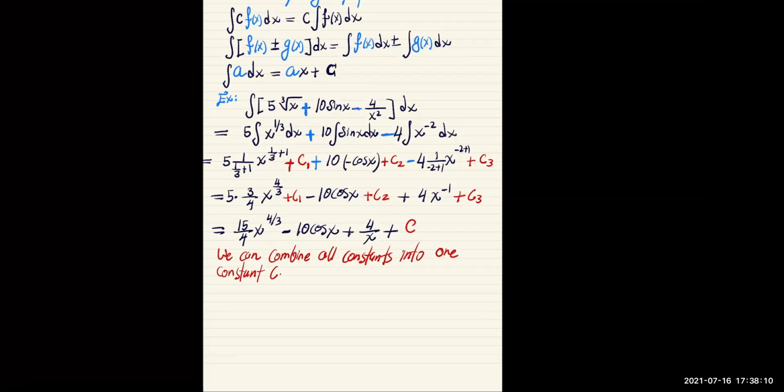Wait, why can we combine all of them into a constant C if all of the constants are separate? Like they're not going to be the same one. Okay. Imagine the C1 is 2. Imagine the C2 is 4. And imagine C3 is 7. Okay? So if in the end, if I were to simplify my answer, I would do what? I would do 2 plus 4 plus 7, right? That would give me what? 13? That gives me 13. Is 13 a constant itself?